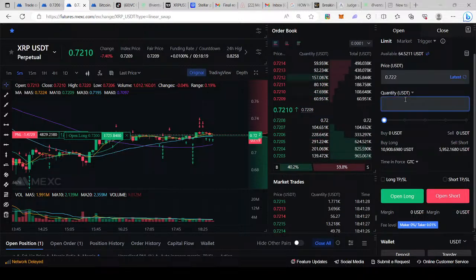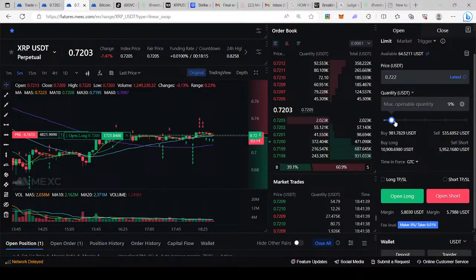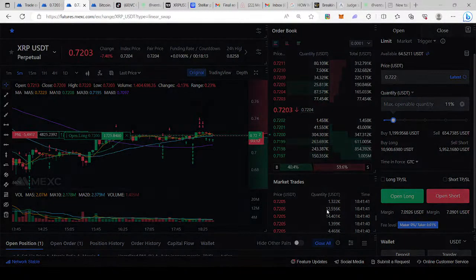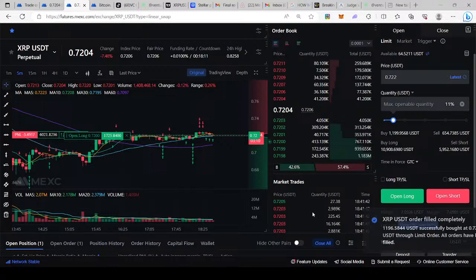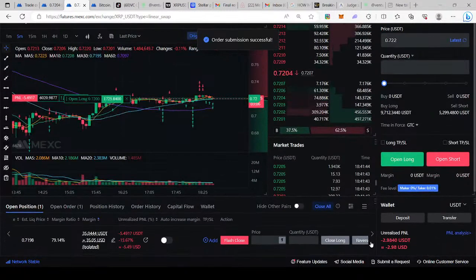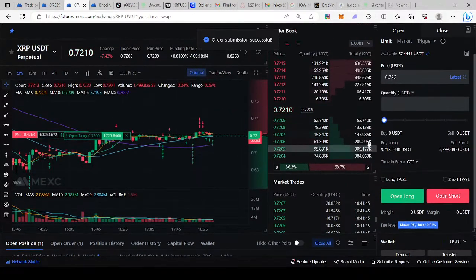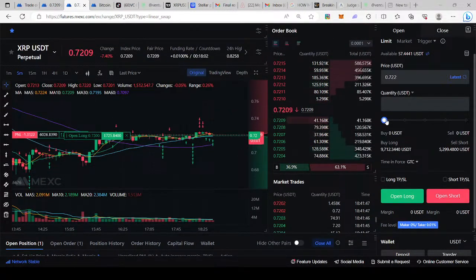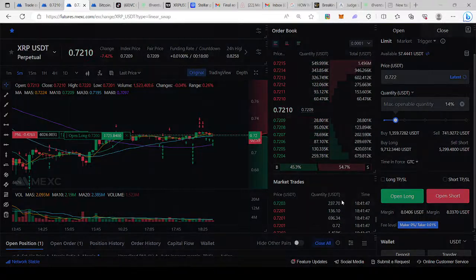So now I still have my 72 buy. There we go. Come on. 72 buy. 72.03, I'm buying, and I'm manually buying. I still have my order for 72 in case it hits it. But I'm buying that 72.03 area.